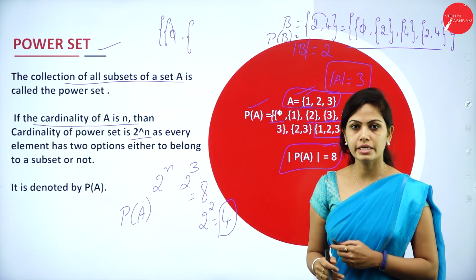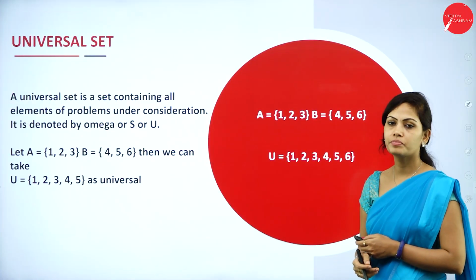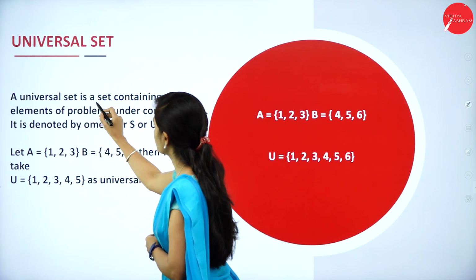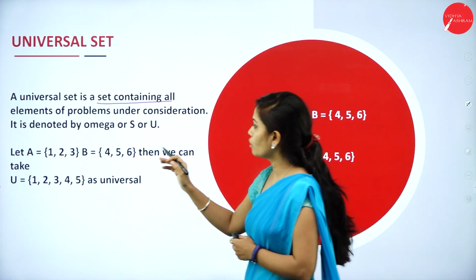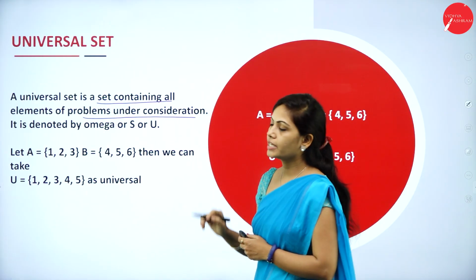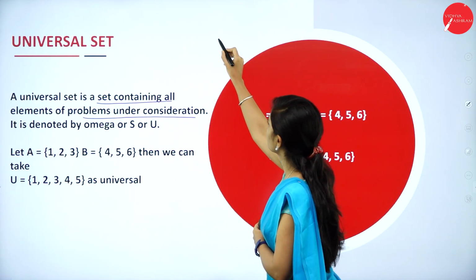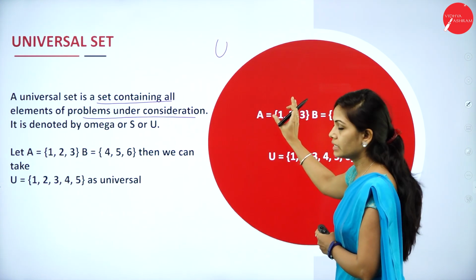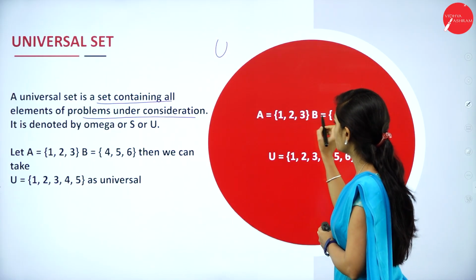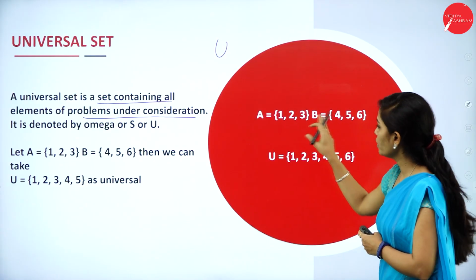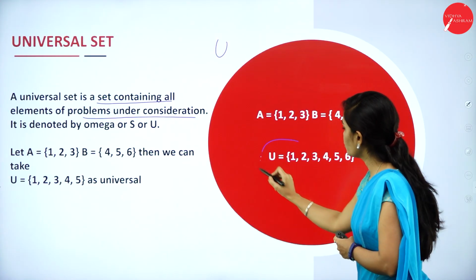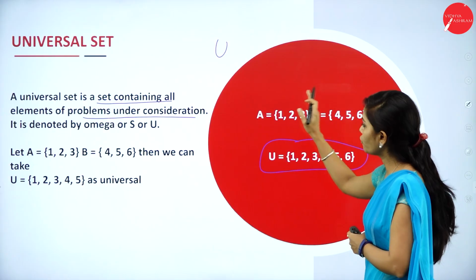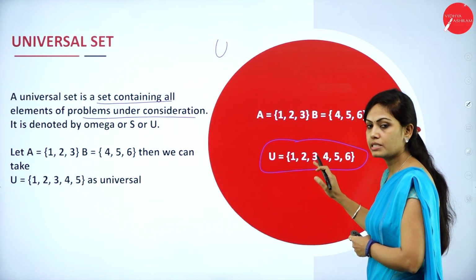And the last topic is the universal set. What is a universal set? A universal set is a set containing all elements of the problem under consideration. It is denoted by U. The set contains all the elements of other sets. Example: A is equal to {1, 2, 3}, B is equal to {4, 5, 6}. We have 2 sets here. So what is the universal set? A set that contains all the elements of other sets is called the universal set.